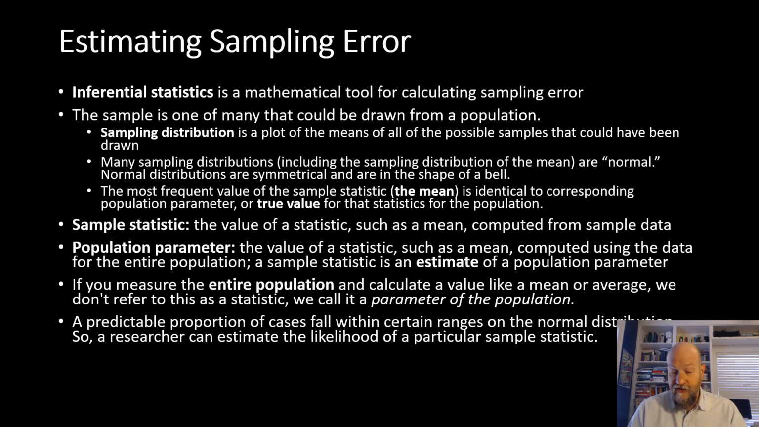The value of a statistic, such as a mean that's computed for just our sample, is called a sample statistic. As I said, the population parameter is the actual mean of the overall population. And if you have that information, it's great. Sometimes you have to estimate it, though, because you don't have it. If you can measure the entire population, or you have that data from some previous thing like a census, then you can calculate the actual mean, and it's the parameter of the population, right? Otherwise, we have to estimate it. A predictable proportion of cases are going to fall within a certain range on the normal distribution. So we can estimate whether or not our particular sample is a good representative one based on that.